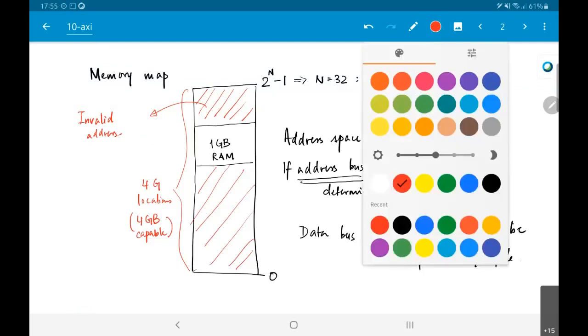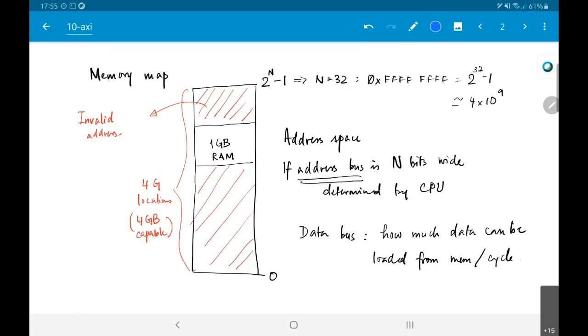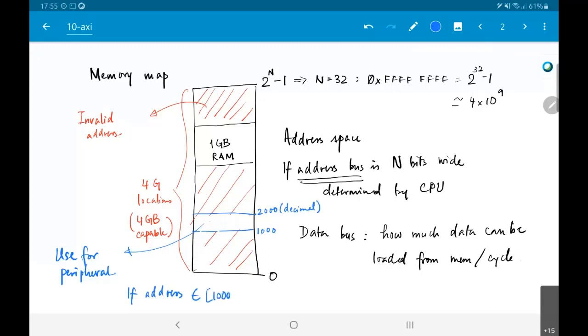So the question that comes up then is, why not make use of that? Let's basically come up with this plan where we say, I will just take one section out here and say this is no longer invalid, and I will use it for some peripheral. What does that mean? It basically means that let's say this address was something like 1000 to 2000. Okay, just think of decimal numbers. If the address is in the range 1000 to 2000, the peripheral should respond.